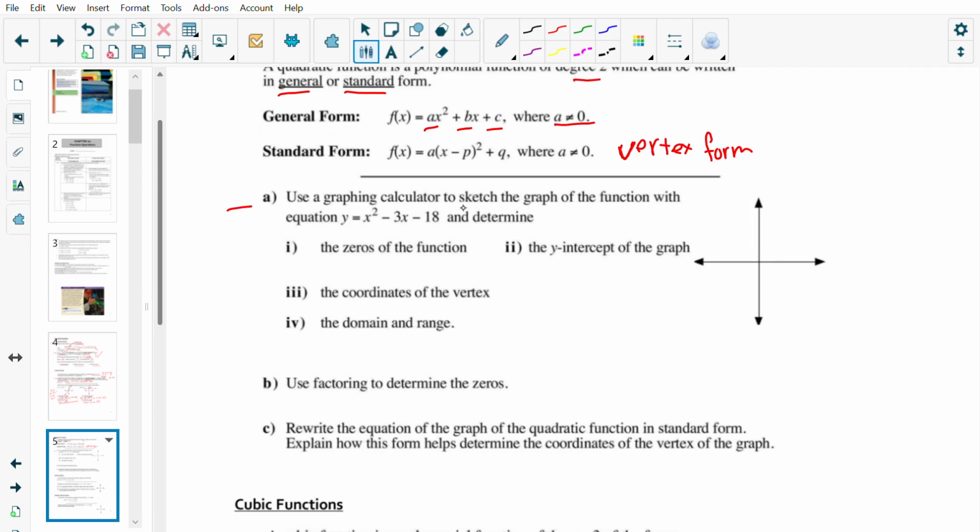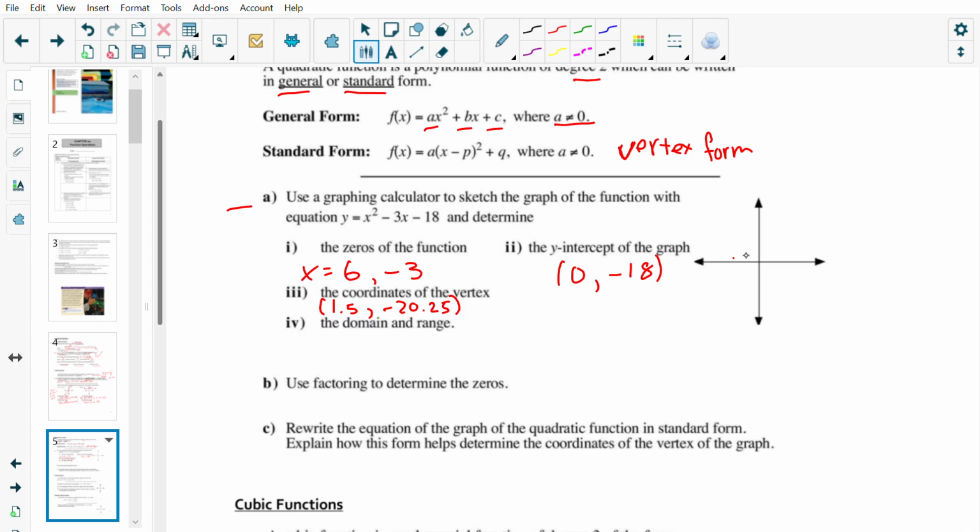Using a graphing calculator. Use a graphing calculator to sketch the graph of the function with equation y equals x squared minus 3x minus 18. Okay, so if you want to pause the video here and graph this and then try to answer some of these. All right, so the zeros of the function, so x equals 6 and negative 3. The y-intercept of the graph is 0, negative 18. The coordinates of the vertex, 1.5 and negative 20.25.